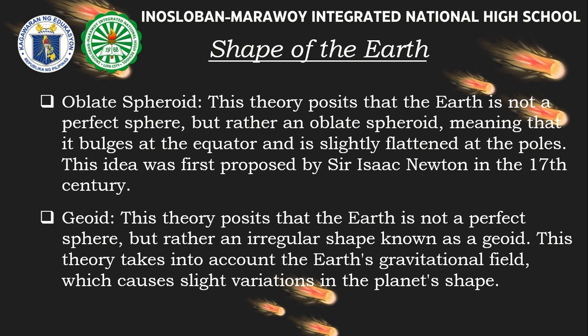Okay, yung geoid naman po natin, this theory posits that the Earth is not a perfect sphere but rather an irregular shape known as geoid. This theory takes into account Earth's gravitational field, which causes slight variations in the planet's shape. Kumbaga, what do you call this?